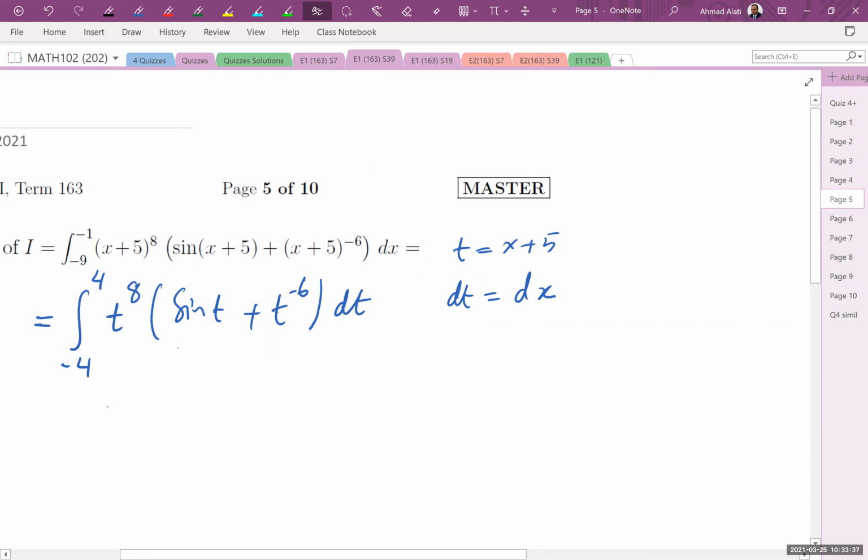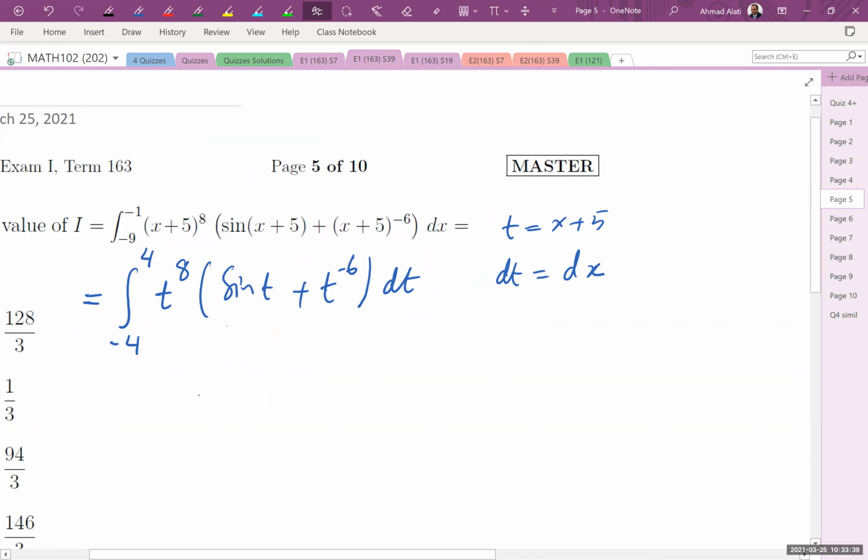So it is natural here to think about odd and even. But let's distribute the t to the power 8 and the integral as well. So this is the integral from -4 to 4 of t to the power 2 dt.